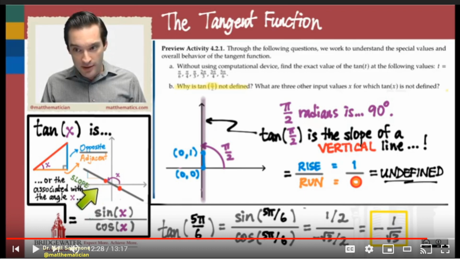Does anyone that's watching right now on Zoom have questions or things you want me to clarify about tangent before we go forward and start working some problems that use tangent to help us to solve some geometry questions?